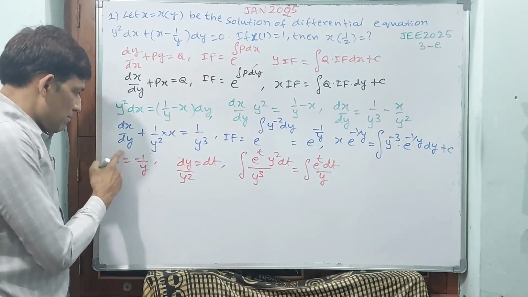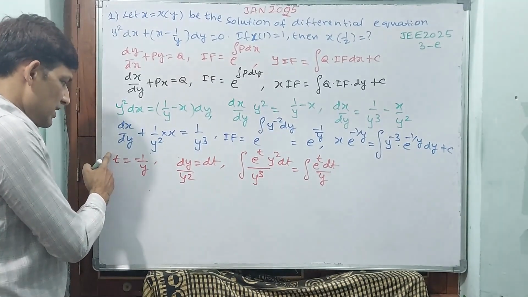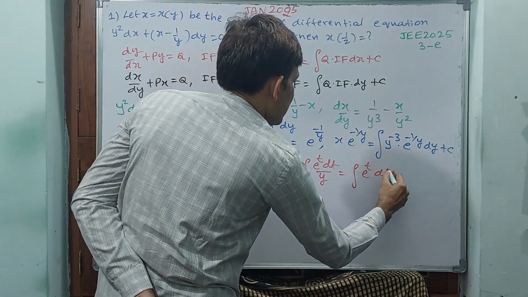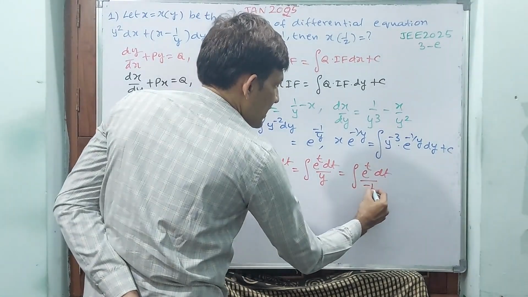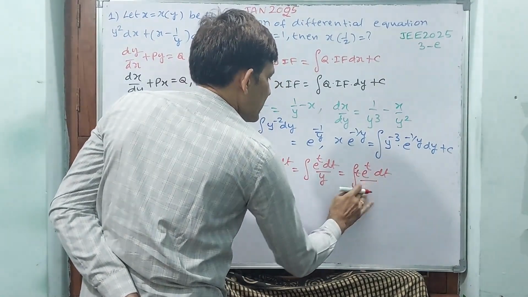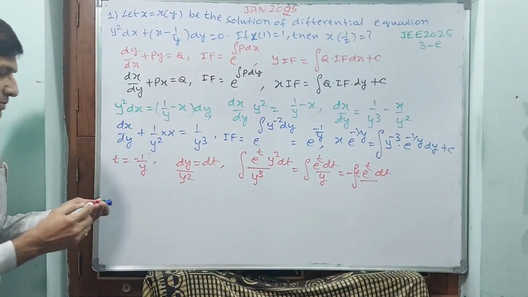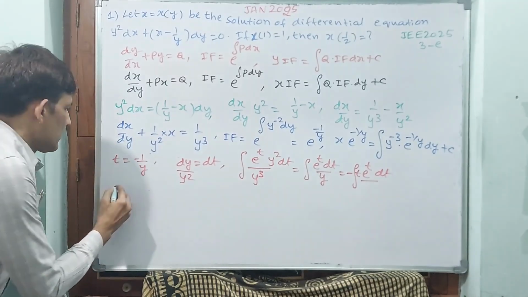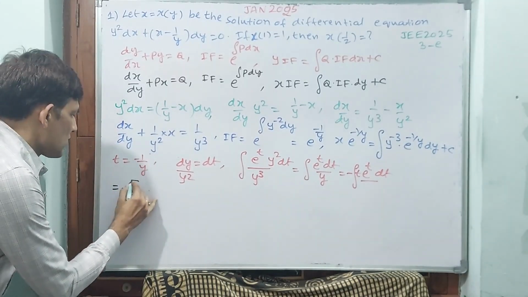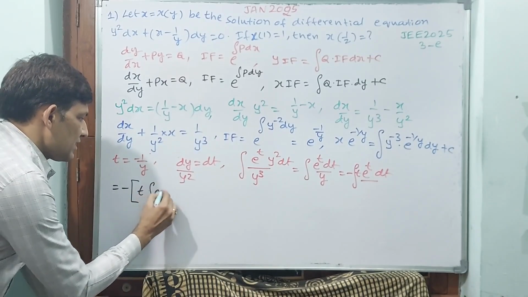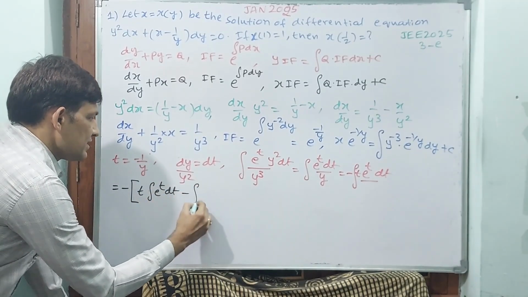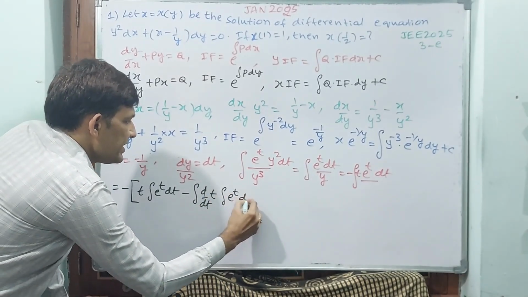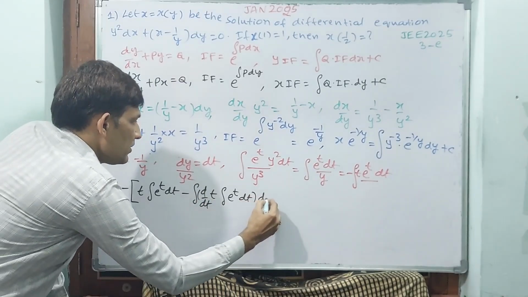Y you can make minus 1 by t. Y is equal to minus 1 by t. Integral e power t dt, y is equal to minus 1 by t. That means t into e power t, minus it here. You understand that step? Now take t as u. You can do it easily. Let us do it. That is equal to minus of see t integral e power t dt minus integral d by dt of t integral e power t dt whole dt.